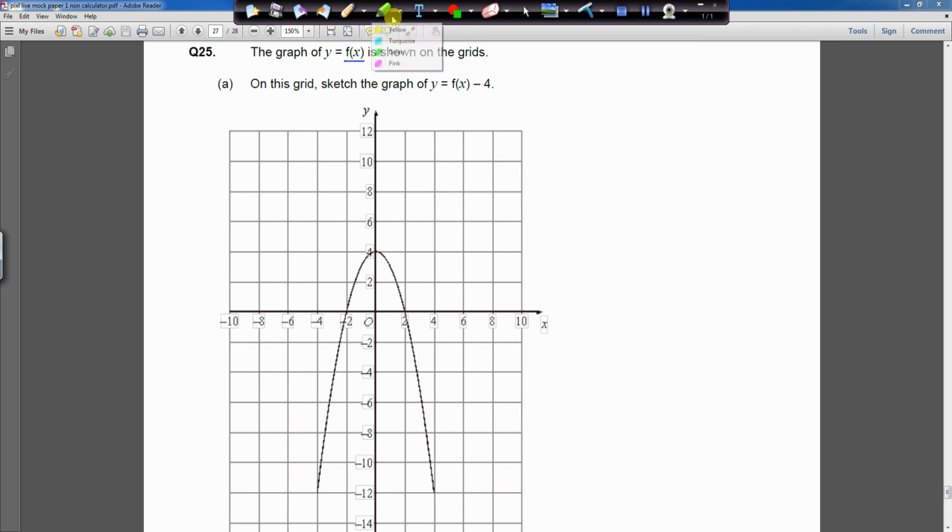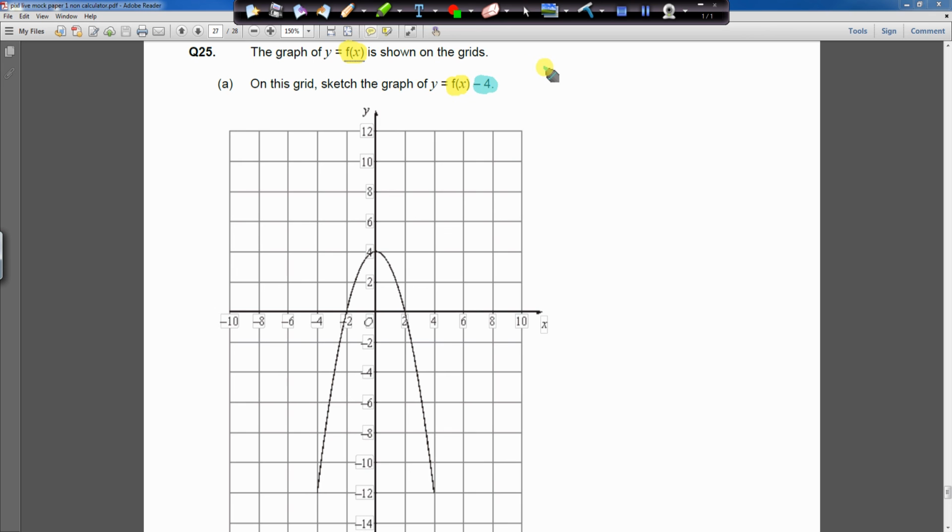Now, let's change the highlighter. Okay, here's our original function, f of x, which is the same as that one over here. But if you look, the only difference here is the minus 4. Now the minus 4 has been done after the function has been calculated.